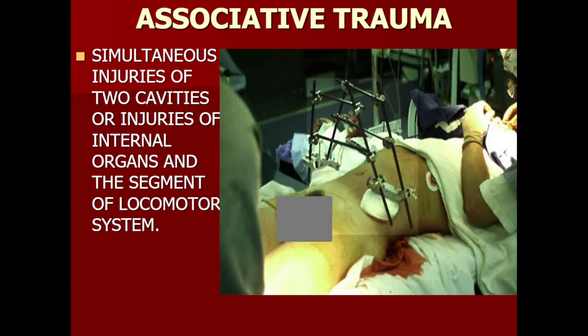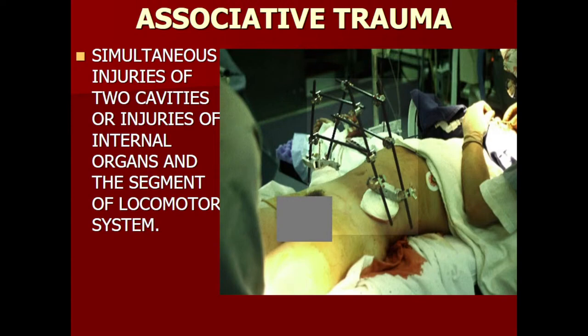Next definition. Associated trauma: it's simultaneous injuries of two cavities, or injuries of internal organs and a segment of the locomotor system. For example, a patient after an automobile accident has two damages. First, closed trauma of abdominal organs with rupture of the digestive tract, and fracture of the pelvis, the locomotor system. In the first moments, we have stabilization of the pelvic fracture with an extrafocal device. And then the patient has a second stage of operative treatment on the abdominal cavity.